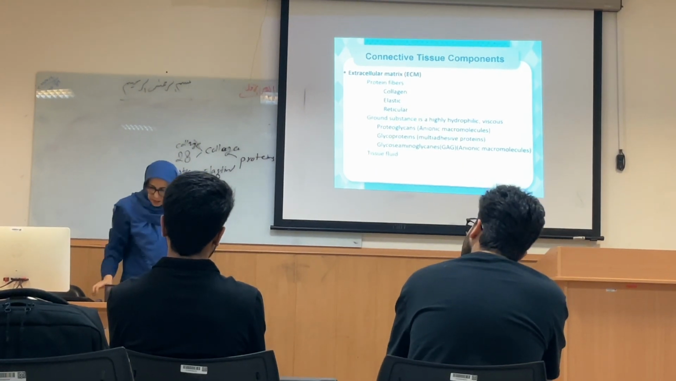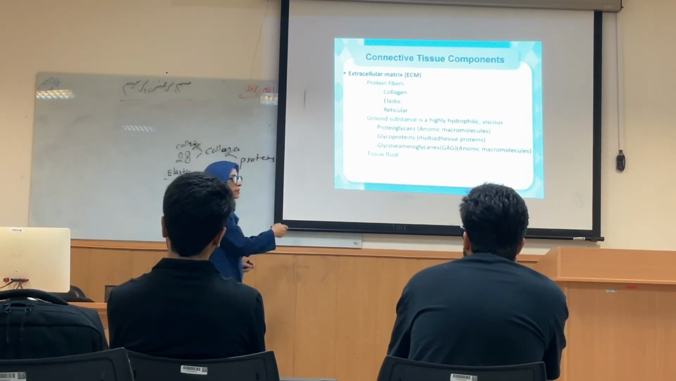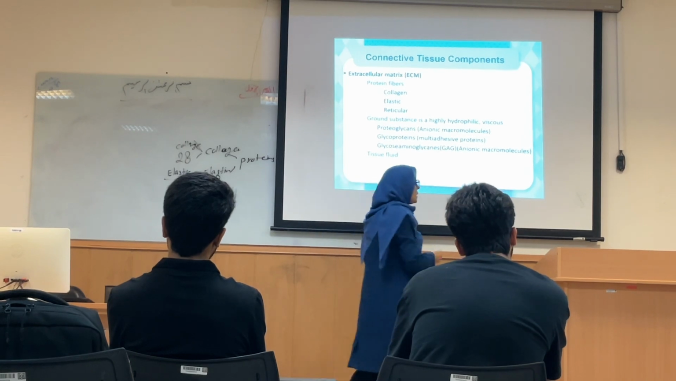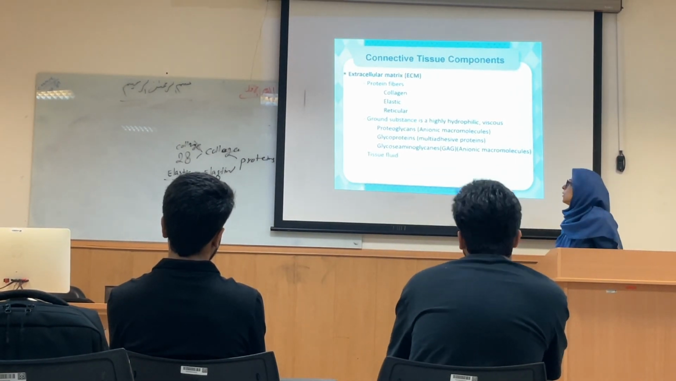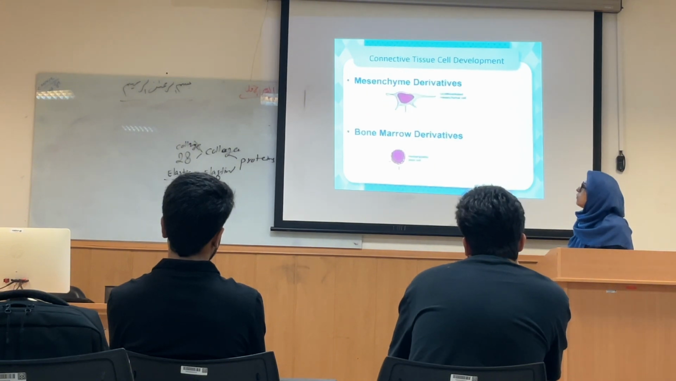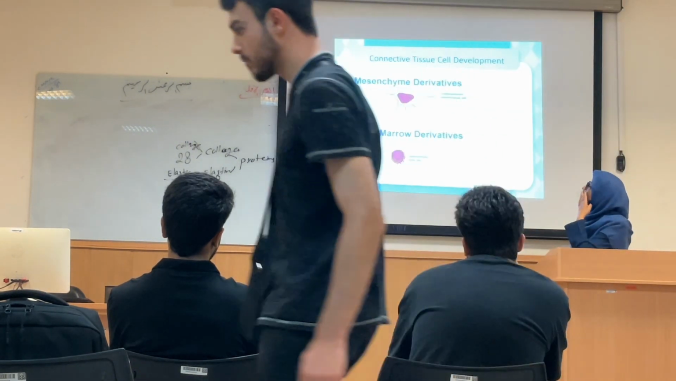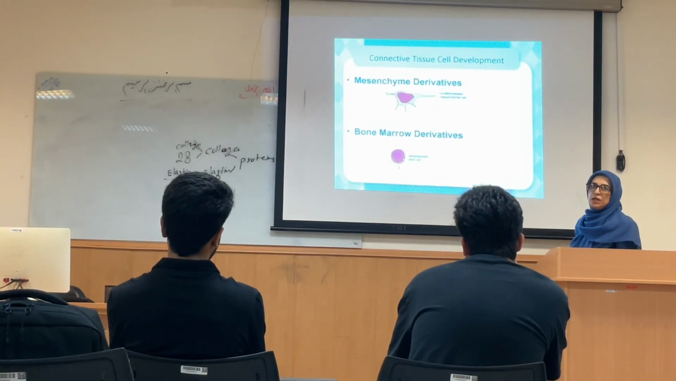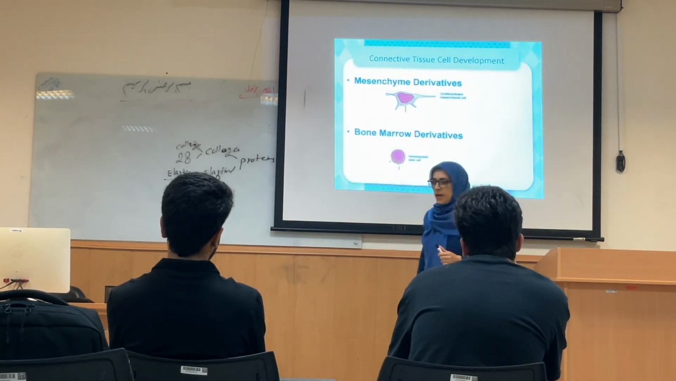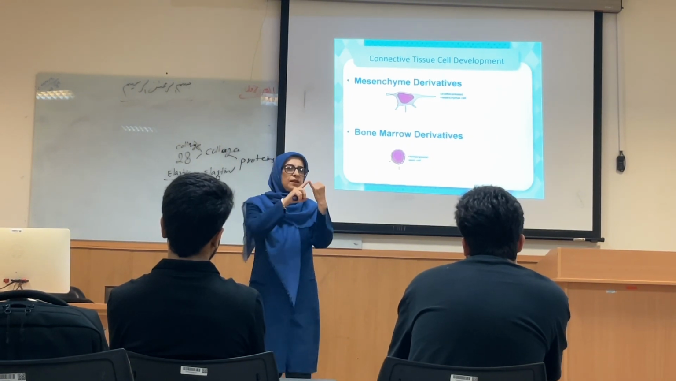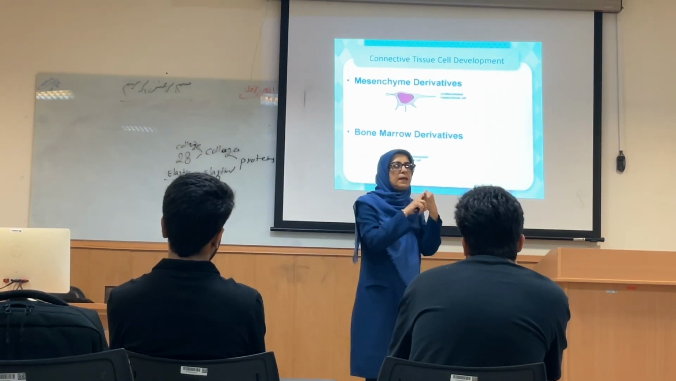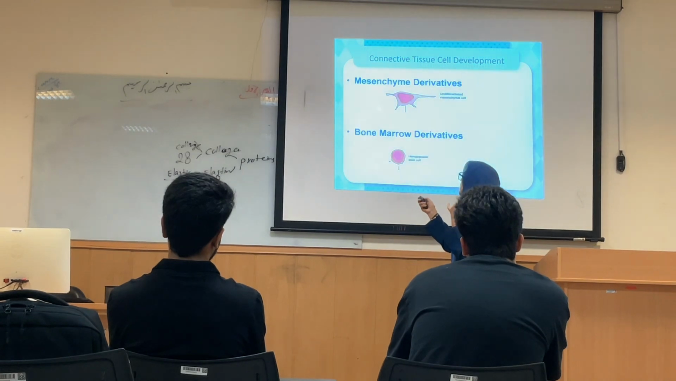Ground substance includes fluid as water and also some combination of macromolecules, carbohydrates, and proteins that we will learn about. At first, about the cells of connective tissue. The cells in connective tissue have two derivations. Some of them are derived in the embryonic period from one type of cell named mesenchyme cells.